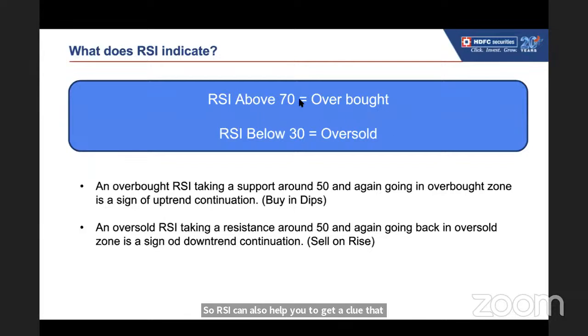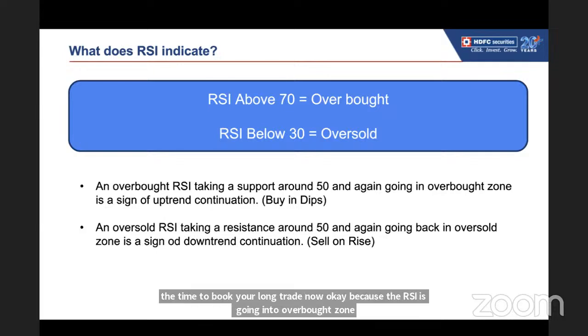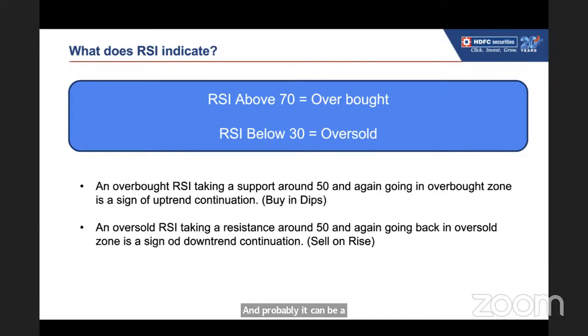मान लो कि यहाँ पे आप कोई लॉन्ग ट्रेड में हैं. ओके, RSI 70, 75, 80 हिट कर रहा है, तो this is the clue for you that it's the time to book your long trade now. Okay, because the RSI is going into overbought zone, and probably it can be a time for consolidation, little bit of consolidation, or even there can be a reversal. All right, so secure your profits now.